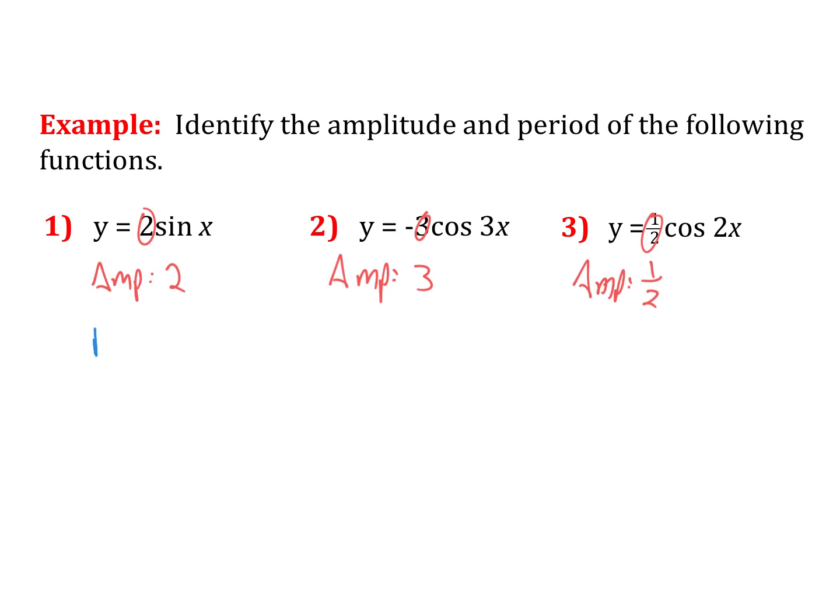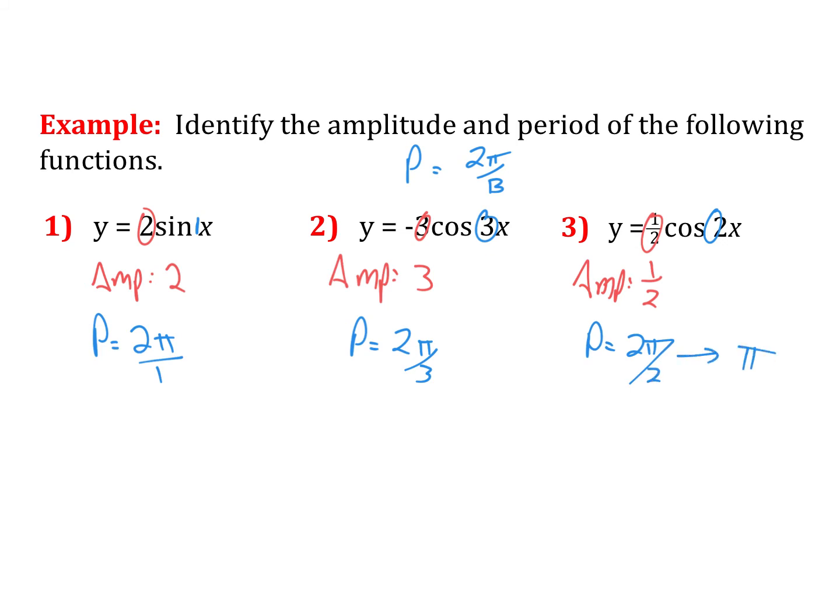Our period, I'm going to call that P. Our period, remember, is always 2 pi divided by our b value. So the number in front of the x doesn't necessarily tell us the period, but it helps us find it. So we'd have 2 pi divided by 1, or just 2 pi. Number 2, we'd have 2 pi divided by 3. I can't really simplify that. For number 3, you'd have 2 pi divided by 2, so that's pi.